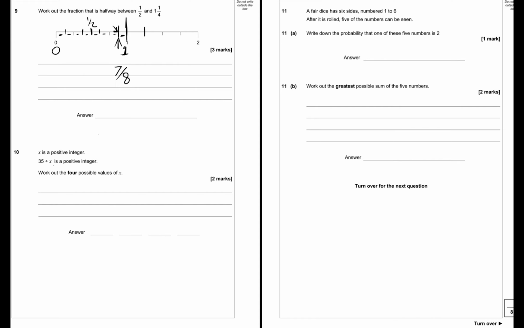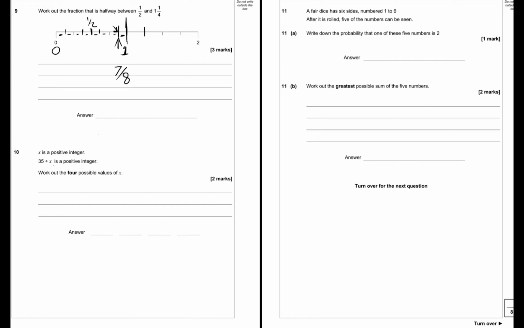Okay, question 10. X is a positive integer, and 35 divided by x is also a positive integer. Work out the 4 possible values of x. Okay, so x is a positive integer. So integer just means a full number, like 1, 2, 3. So work out the 4 possible values of x.